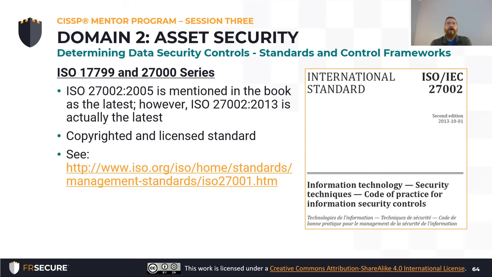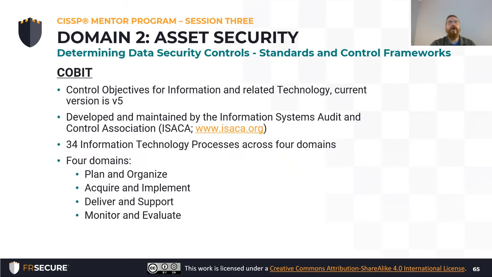So in the book, it does mention 27002, 2005. The newest one is 2013. Just know that 27002, 2013 is the latest. 27001, 2013 is kind of the most recent main release. They have a release in 2017, but it was mostly cosmetic, so I wouldn't really be too concerned about that. Didn't really change what it's looking for there. All right.